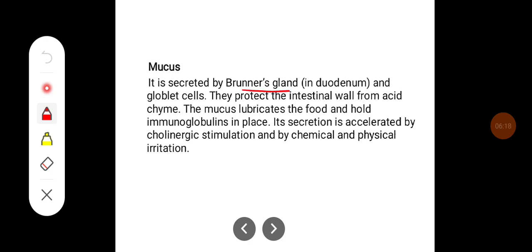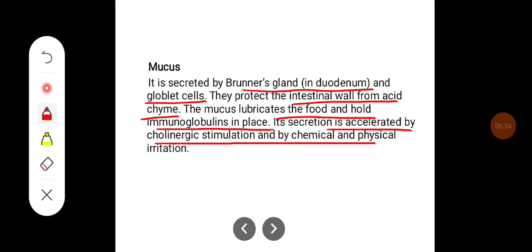Mucus is secreted by Brunner's glands. They are predominantly present in the duodenum and goblet cells. They protect the intestinal wall from acid chyme. The mucus lubricates the food and holds immunoglobulins in place. Its secretion is accelerated by cholinergic stimulation and by chemical and physical irritation.